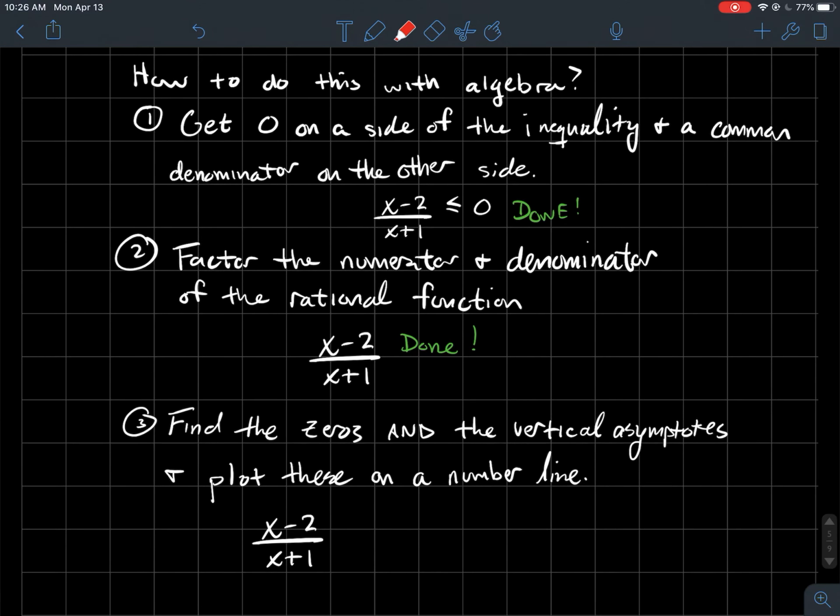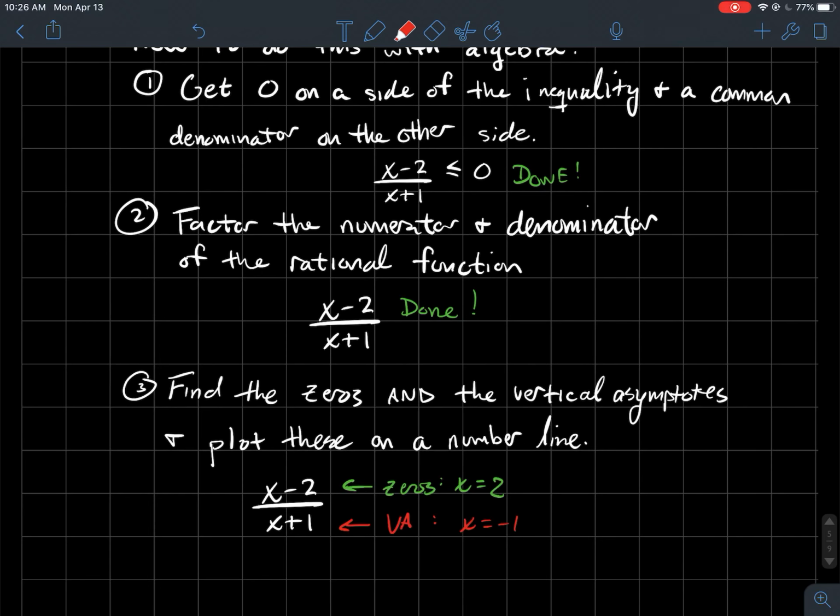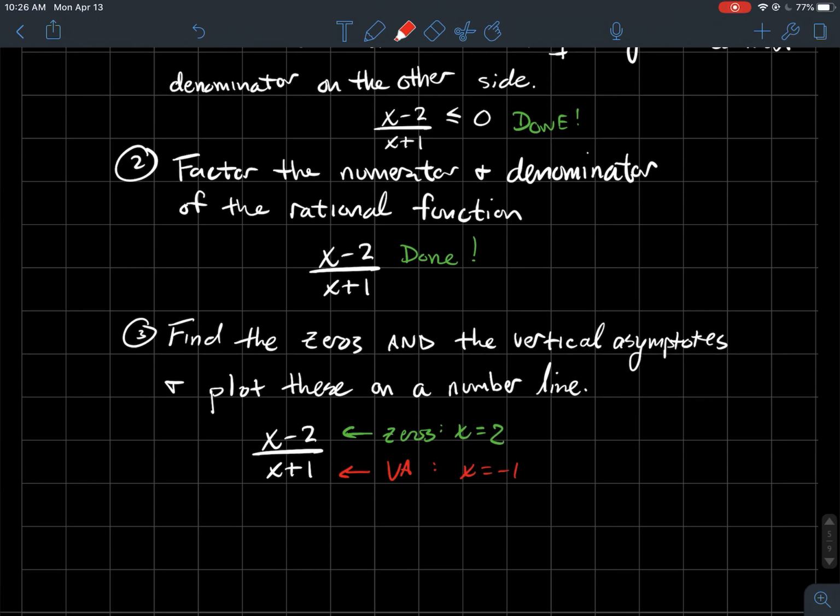I'm looking at x minus 2 over x plus 1. The top tells me that the zero is 2, and the bottom tells me that there's a vertical asymptote at negative 1. Remember, a vertical asymptote is a vertical line at negative 1 that the graph never crosses. So your function is undefined there.